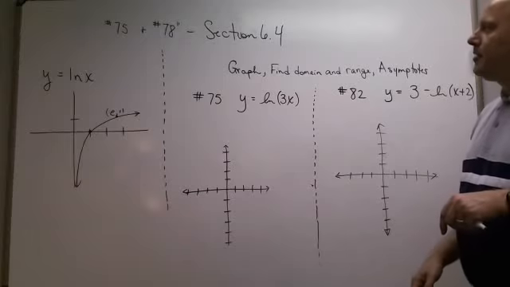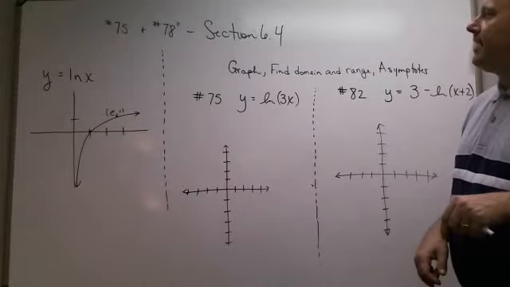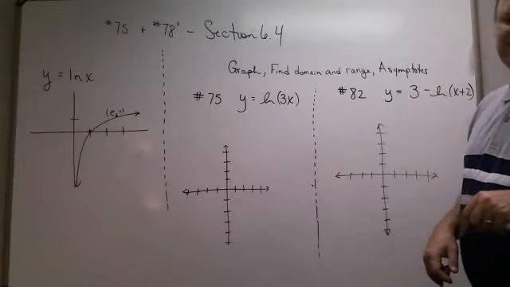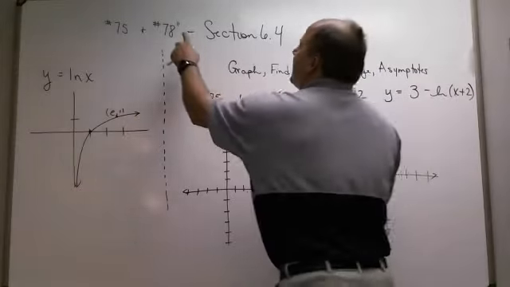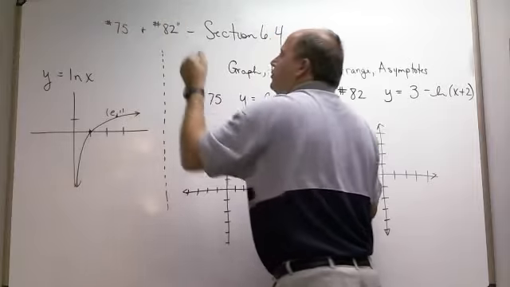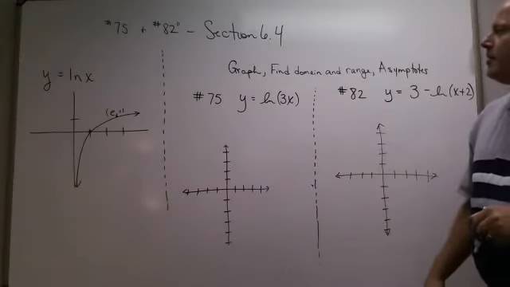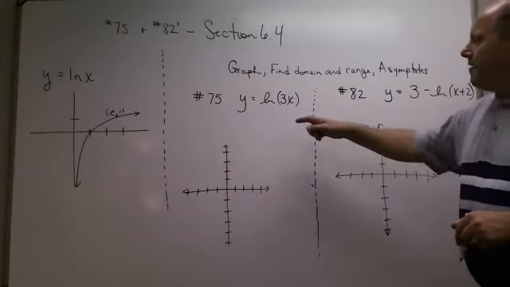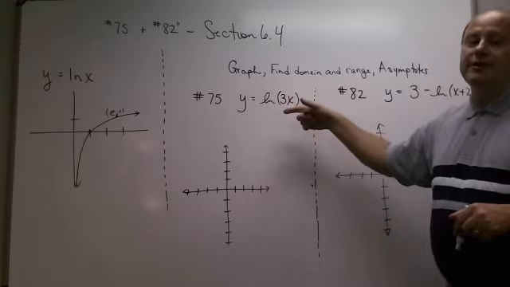I had a couple of questions from a couple of different individuals, and it was 75 and a problem like 78, I believe. It may be 82 or something like that. So I'm thinking actually this is not 78 but 82. So, yeah, number 82. And you have to graph these two functions. On 75, y equals the natural log of 3x. A little different than the book.